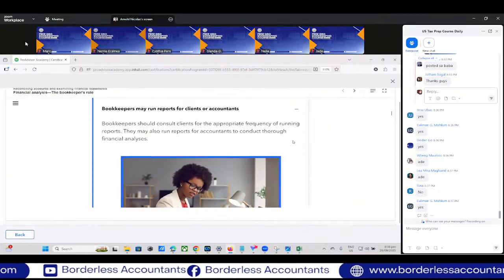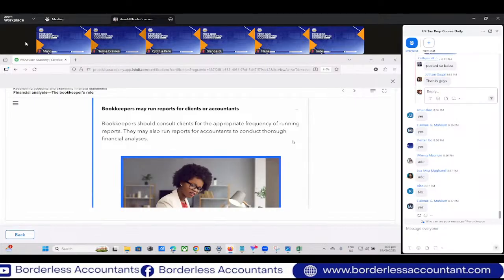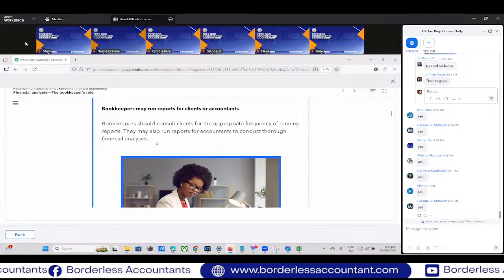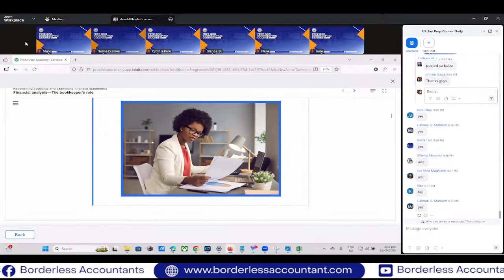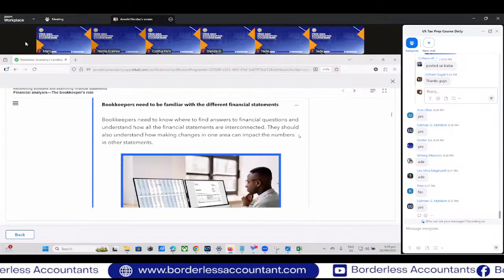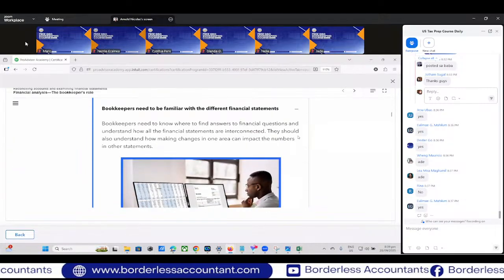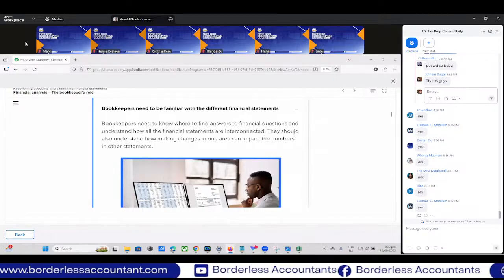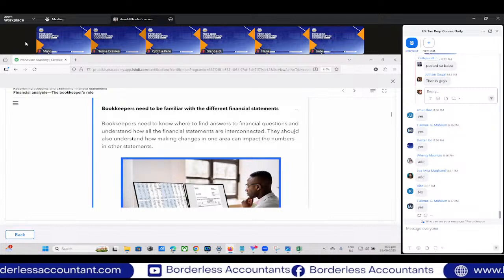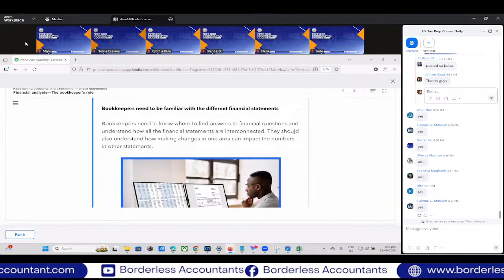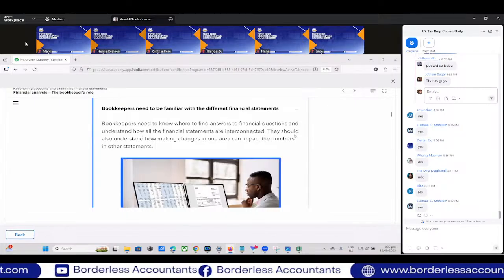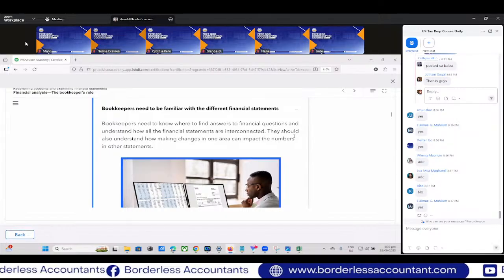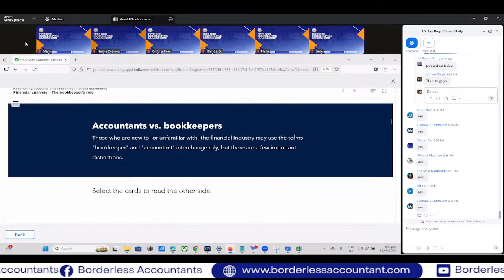Bookkeepers should consult clients for the appropriate frequency of running reports. They may also run reports for accountants to conduct thorough financial analysis. Bookkeepers need to know where to find answers to financial questions and understand how all the financial statements are interconnected. They should also understand how making changes in one area can impact the numbers in other statements.